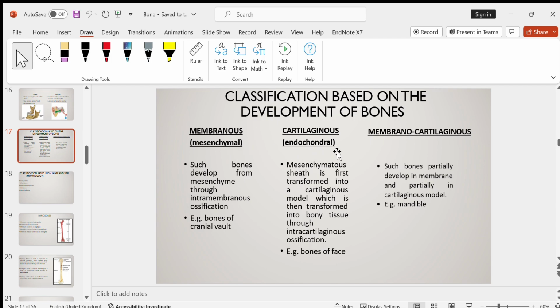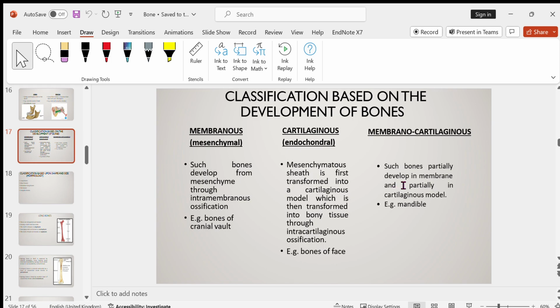What happens in cartilaginous development? First of all, a cartilaginous model is formed. The osteoprogenitor cells give rise to both the osteoclasts, the bone resorbing cells, and the osteoblasts, the bone forming cells. The osteoclasts eat up the cartilaginous model, and the osteoblasts form new bone tissue, and that leads to the formation of eventually the final bony structure. So that is the cartilaginous development of bones. Now, the example of cartilaginous development is the bones of the face.